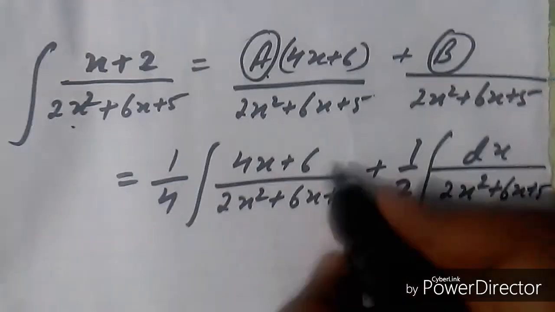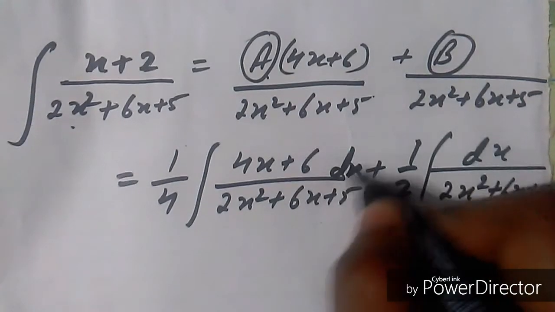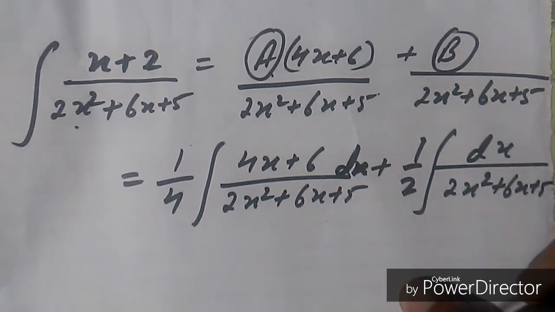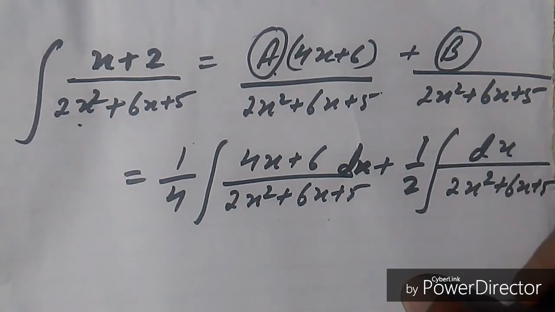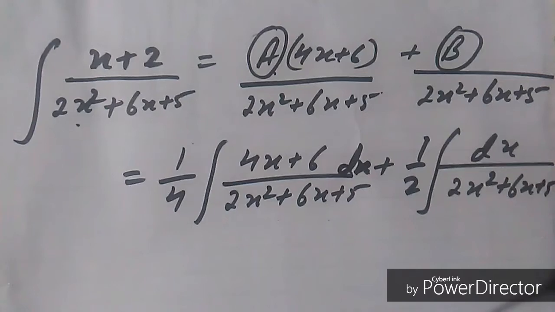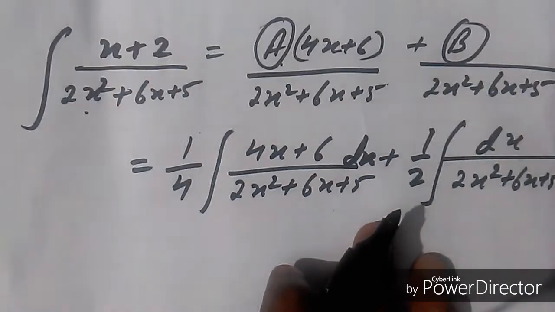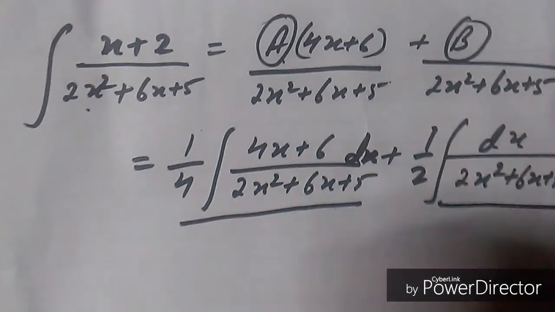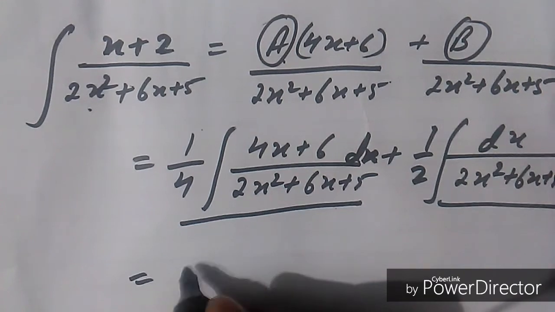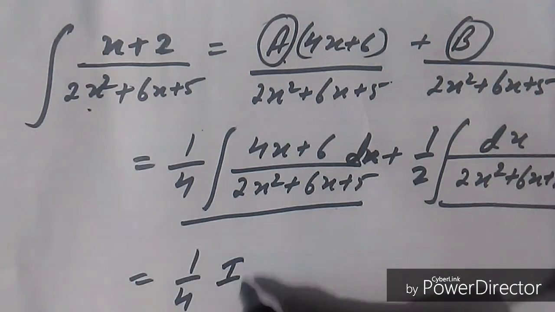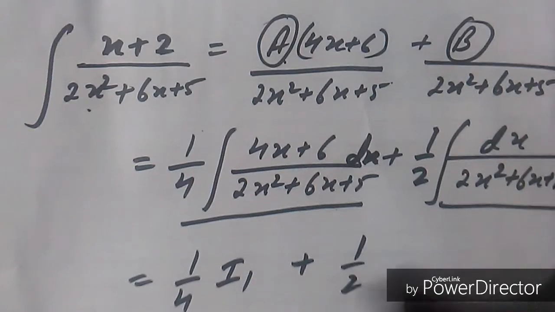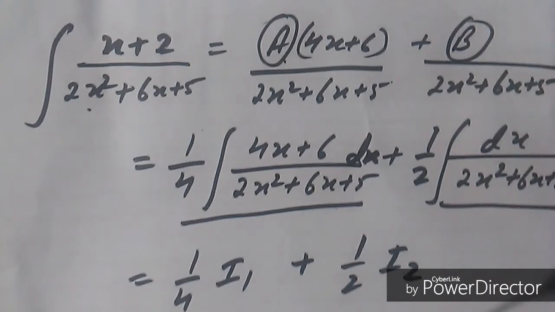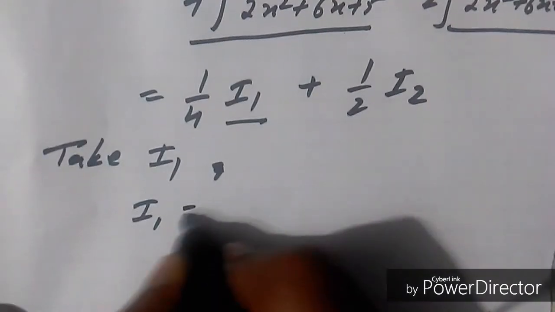Okay friends, I didn't write dx anywhere, it's my mistake, but you shouldn't make this type of mistake in the question in the examination, because it is very necessary. Now this is equal to I1 and I2, that is 1 by 4 I1 plus 1 by 2 I2.